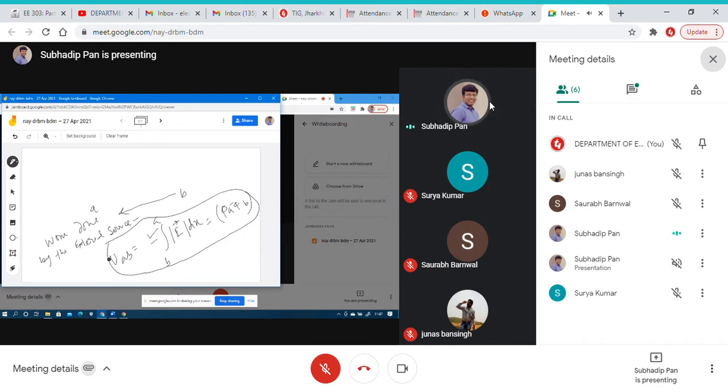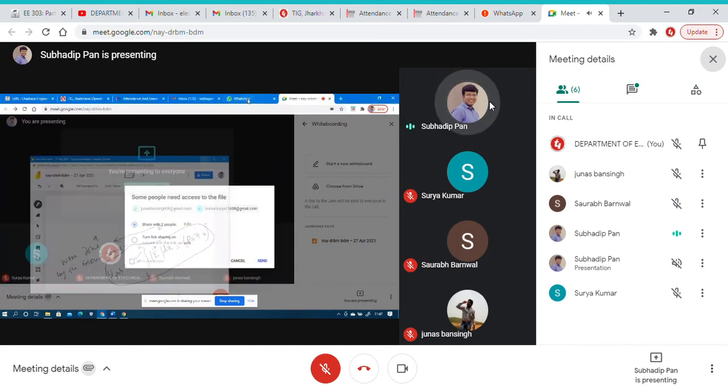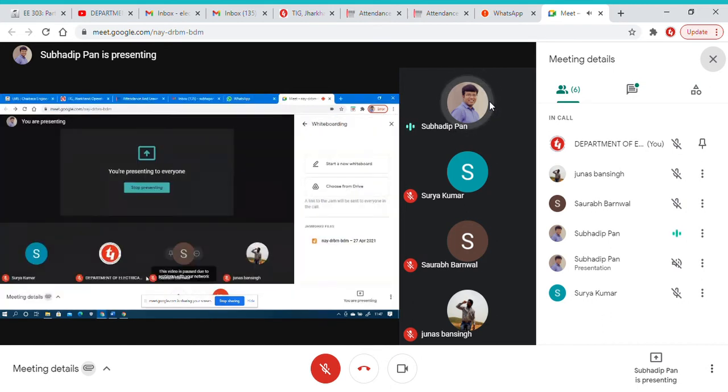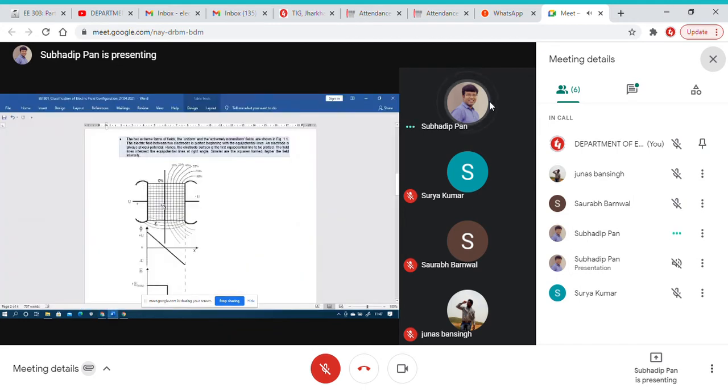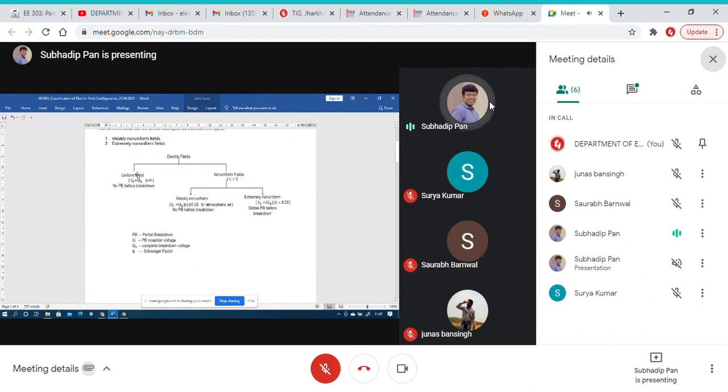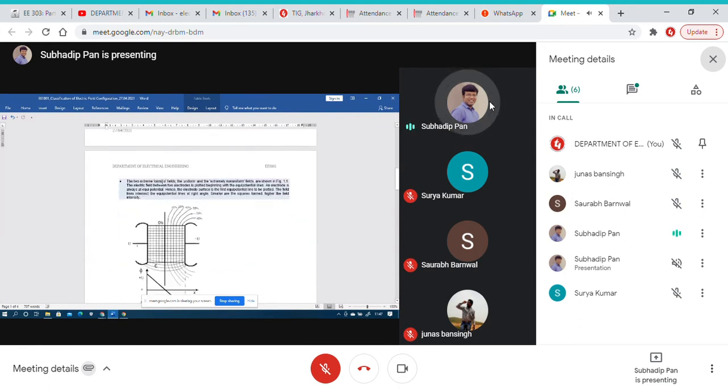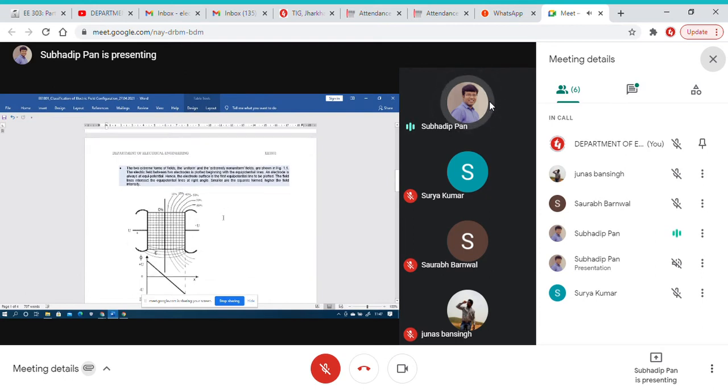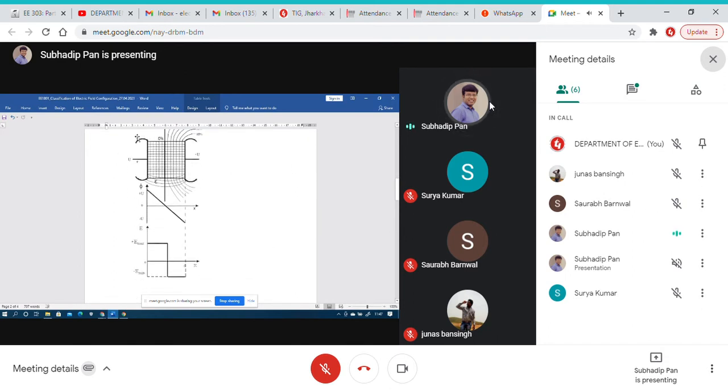Today, what is written here is that the two extreme forms of a field, one is a uniform field and another one is a non-uniform field. So here it is written that the two extreme forms of a field, that is the uniform and the extremely non-uniform field, are shown in this particular figure.